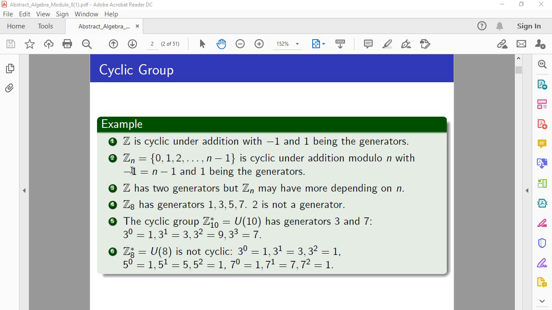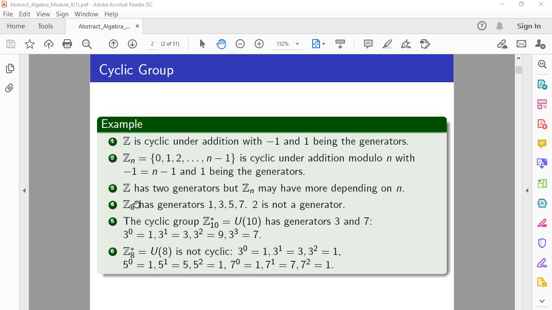Zn, integers mod n, is also a cyclic group under addition mod n, with 1 being one of the generators, and n minus 1 is the other generator. So remember that n minus 1 is in fact the additive inverse of 1 in Zn. So 1 and n minus 1 are the generators for Zn under the operation of addition.